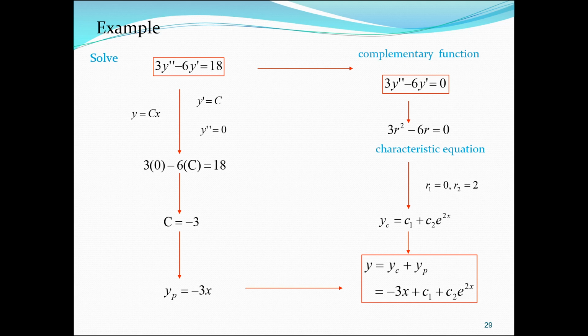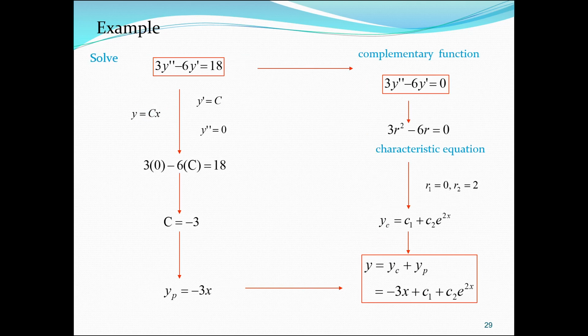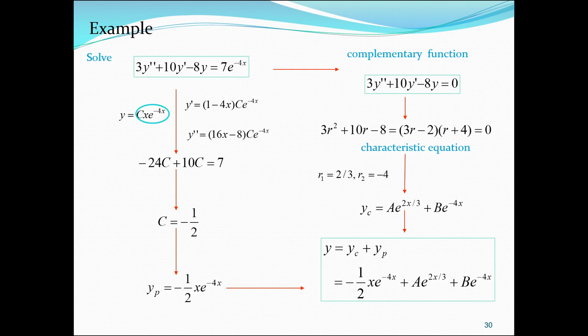Now factorizing the equation, we get the roots r equal to 0 and r equal to 2. That is, the first root is 0, the second root is 2. Therefore yc equal to c1 plus c2 into e power 2x. The overall solution y becomes yc plus yp equal to minus 3x plus c1 plus c2 into e power 2x.